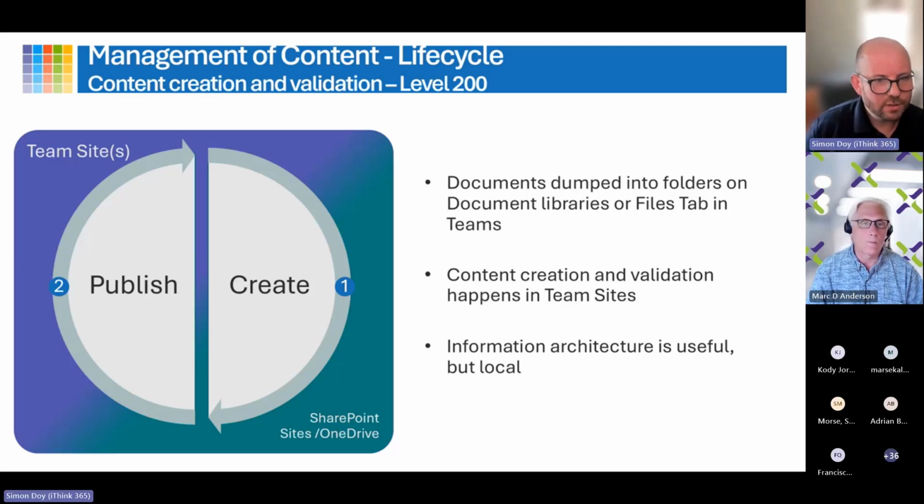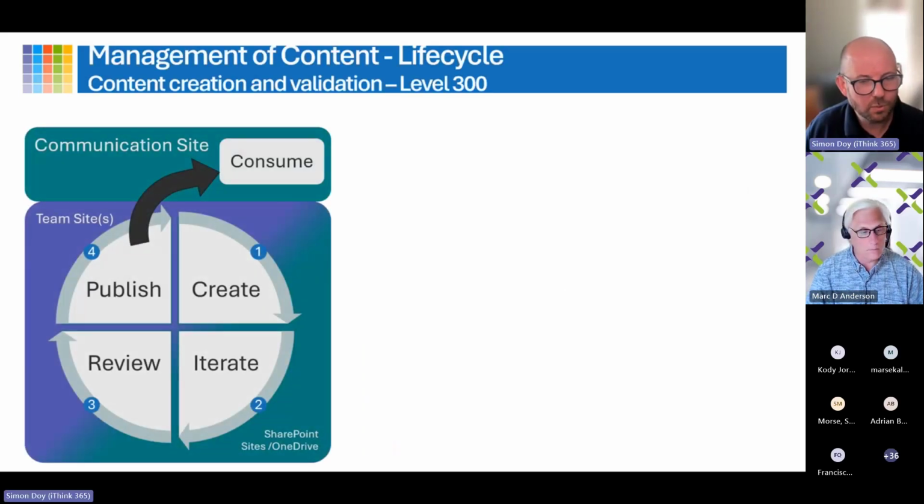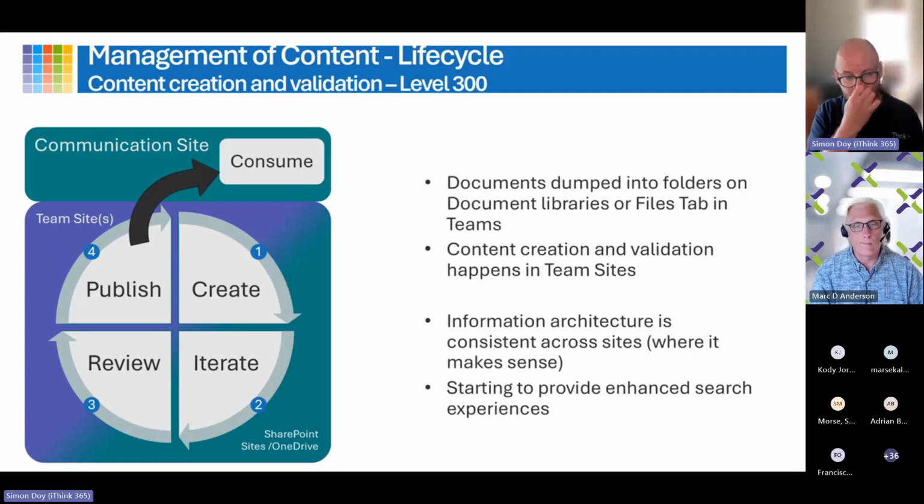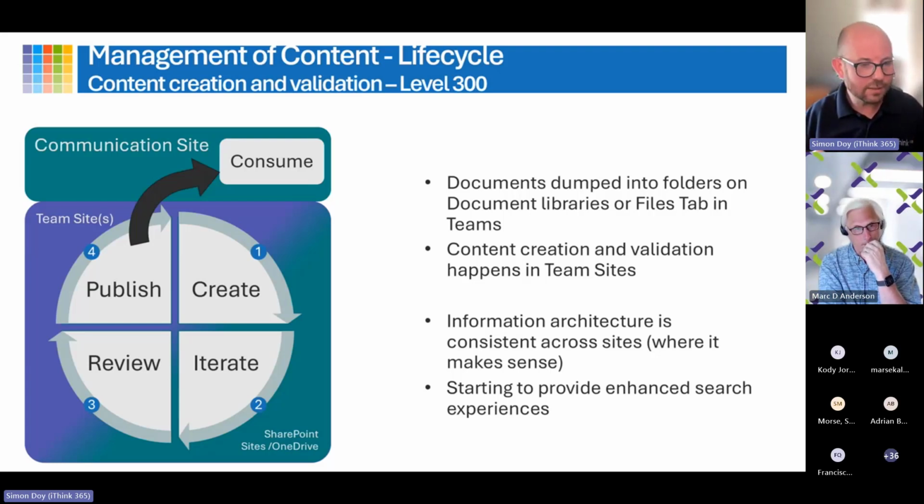If we move into a 300, and this is what we certainly promote, we might start creating content in a SharePoint site. So this might actually be a Microsoft team-based site, an internal team area, or in OneDrive. We're then iterating through that content in that area, getting feedback from peers. There's some review going on, and then maybe an approval process. So you might be creating, iterating, getting a review, sharing it with the rest of the team.